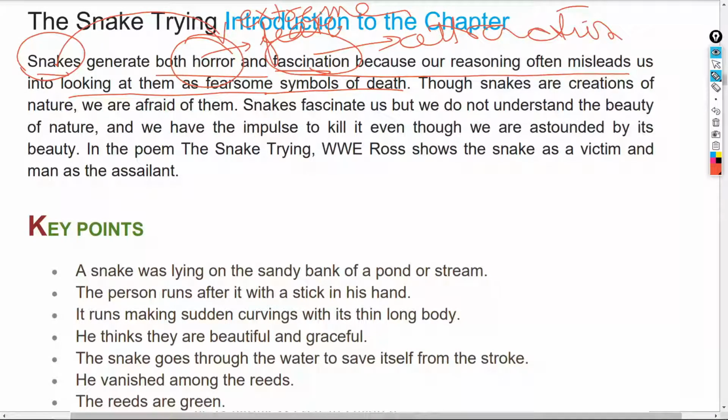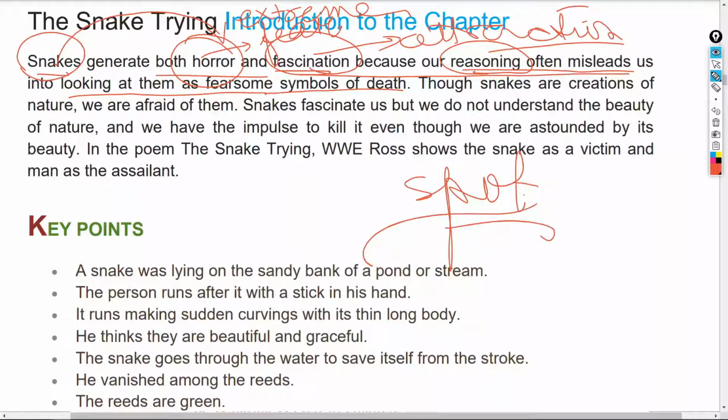उसका जो ग्रेस है, उसका जो ब्यूटी है, उसका जो बेंडिंग है, उसका जो मूवमेंट है, ये मतलब क्या होता है, this is a kind of attraction, not only the color but also the movement and its appearance. And many times our reasoning often misleads us. So what is our reasoning? Our reasoning or our thought is that it is the symbol of death, and therefore we will have to do away with it. Means we'll have to kill it as soon as we spot it, as soon as we find it or observe it.